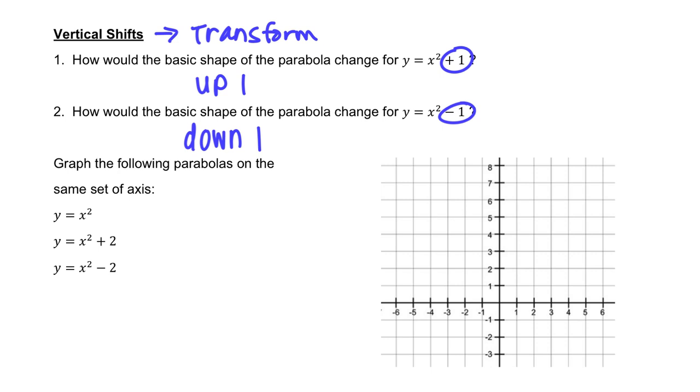So what we're going to do in this next graph is we're going to graph the original parent function, which is the one we just did above. We're going to graph that verbatim, just copy paste. Then we're going to shift everything up 2 and then down 2. I'm going to do each one in its own color if you would like to also do that.